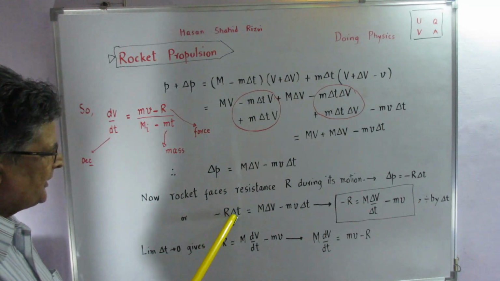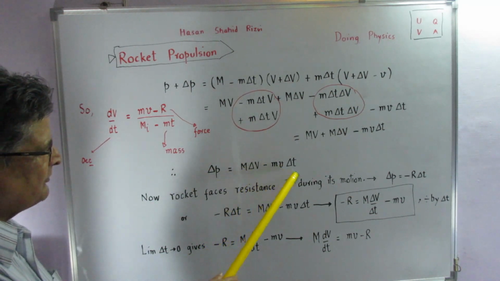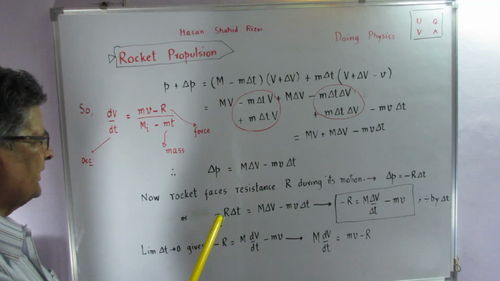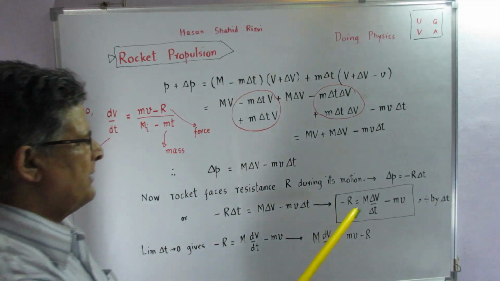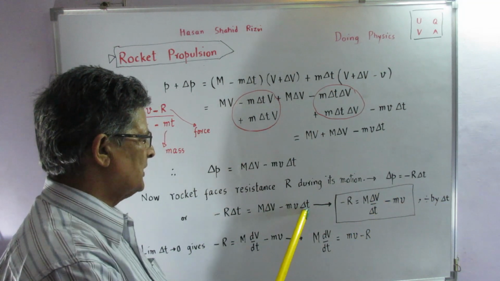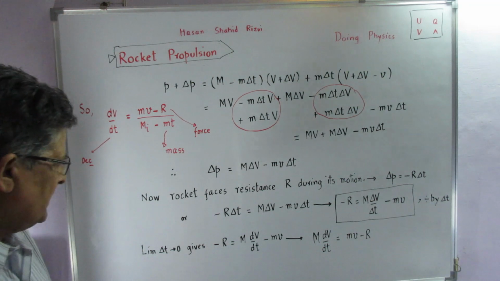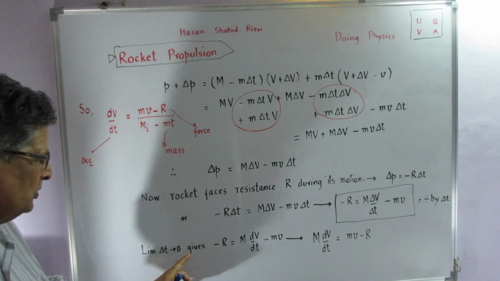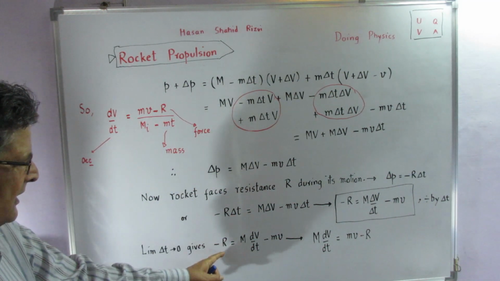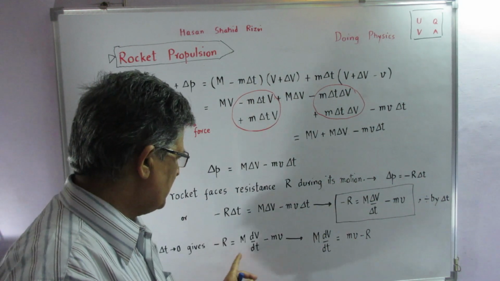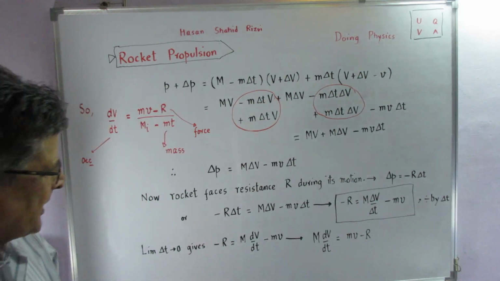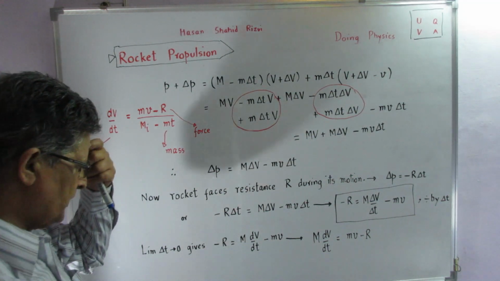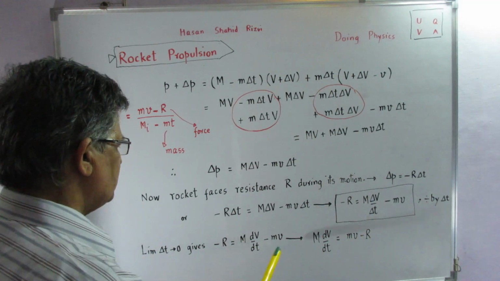I will get minus R delta t is equal to M delta V minus mV delta t, which if I divide throughout by delta t, then this delta t cancels, and minus R will become equal to M delta V upon delta t minus mV, because delta t will cancel with delta t, and I get this relation. And in the limit that delta t goes to 0, this gives minus R equals M delta V upon delta t, which I can write as dV/dt, the rate of change of velocity, which is of course the acceleration, minus mV as it is, we put here.